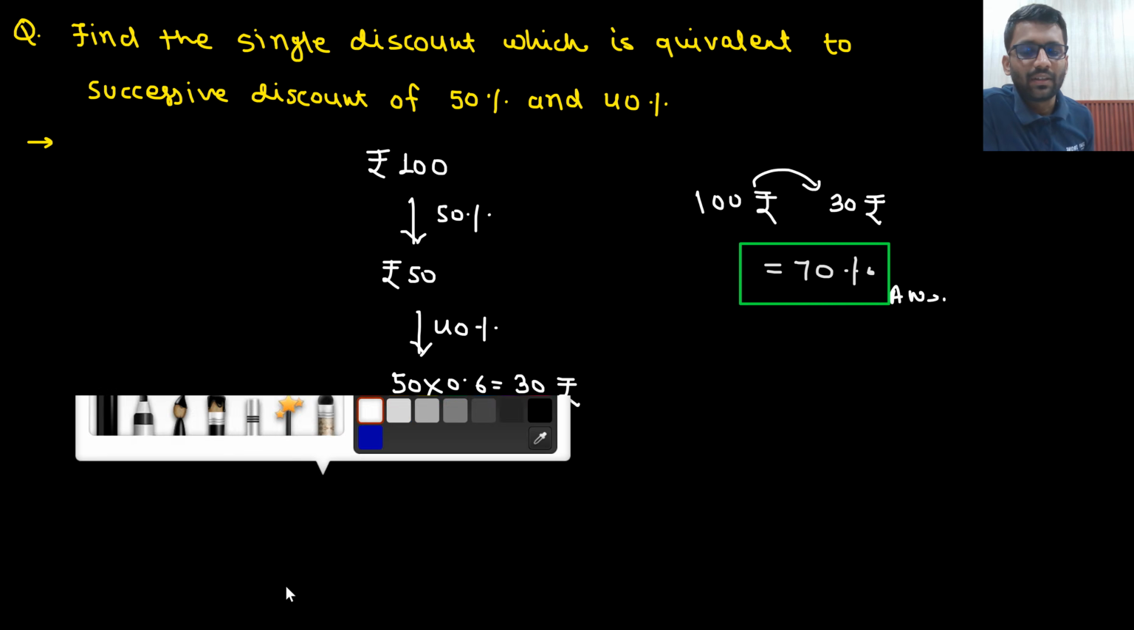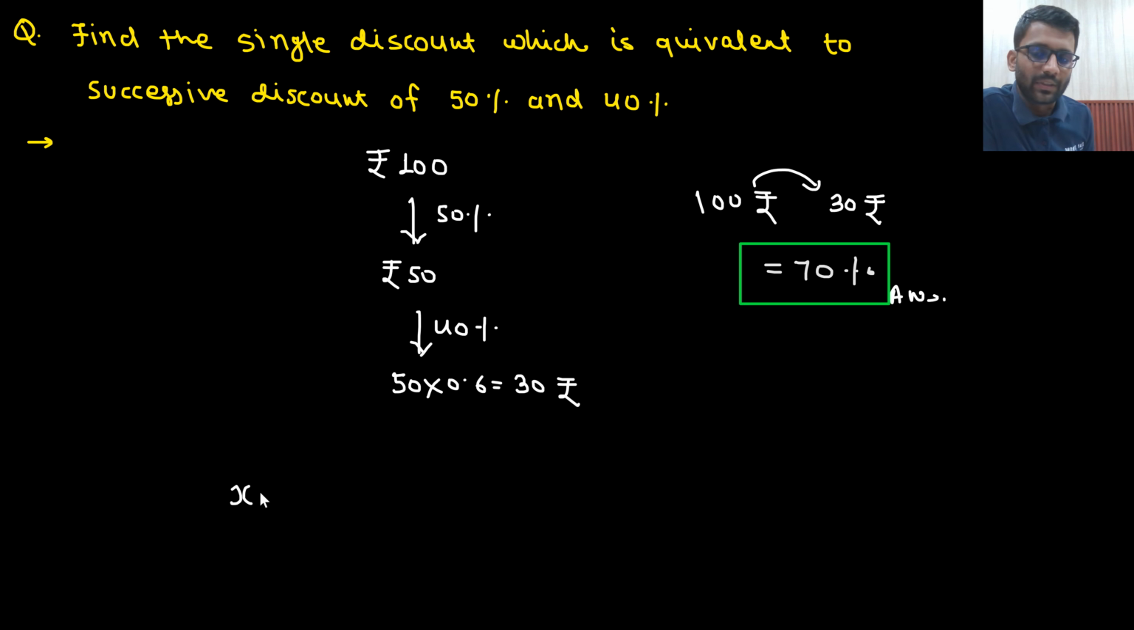Did you understand this point? Let's just say it was initially of X rupees. Then you gave 50% discount. That means you are selling at 0.5x rupees. Now you gave 40% discount. That means you are selling at 0.6 of this.